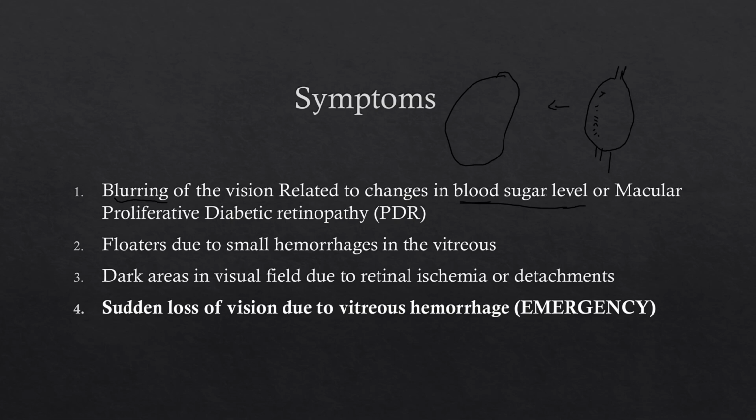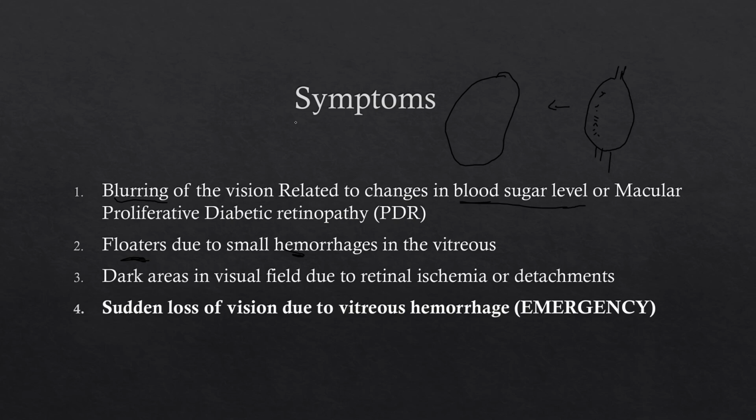I don't know if this part is related to the retina, but it's also related to the lens. There could be floaters due to small hemorrhage in the vitreous. He will see dark spots, also known as floaters. There could be darkening in the visual field. And why will that occur? Because retinal detachment occurs or retinal ischemia.